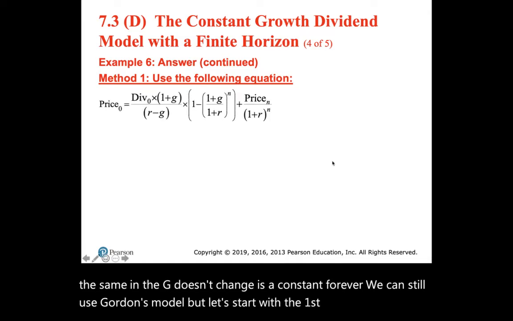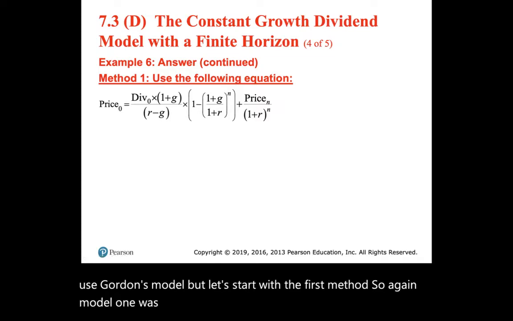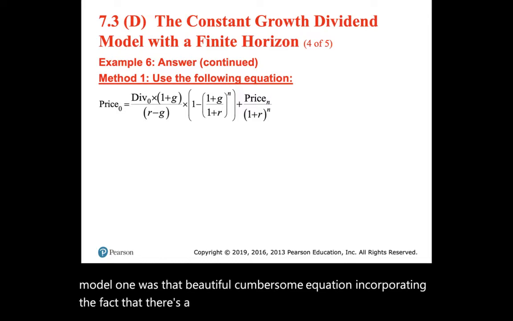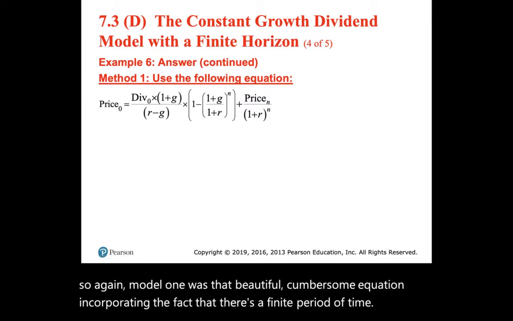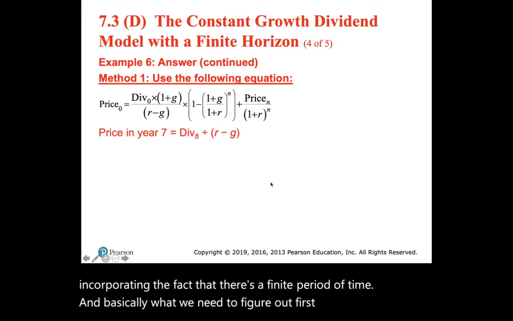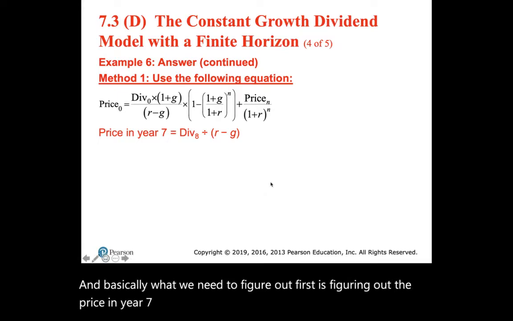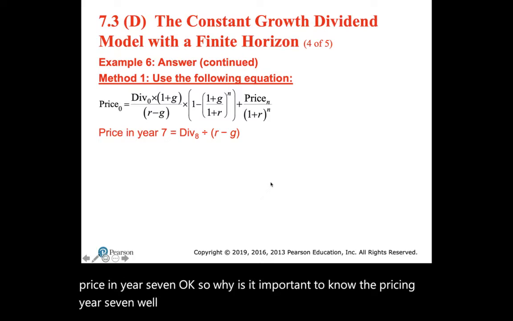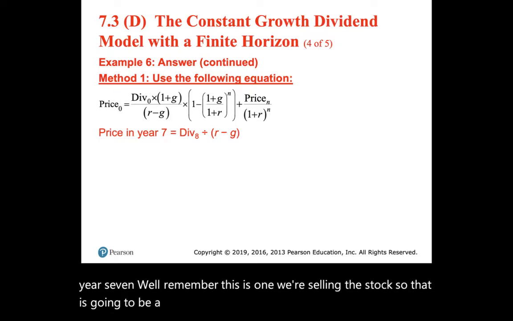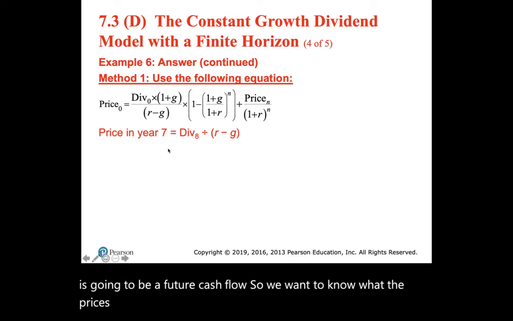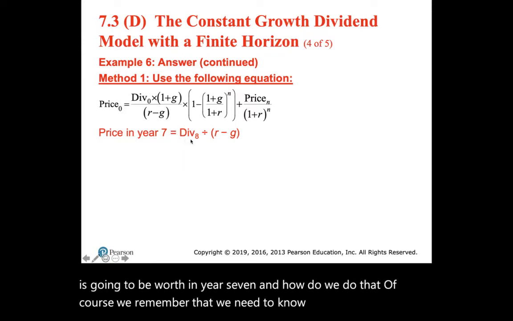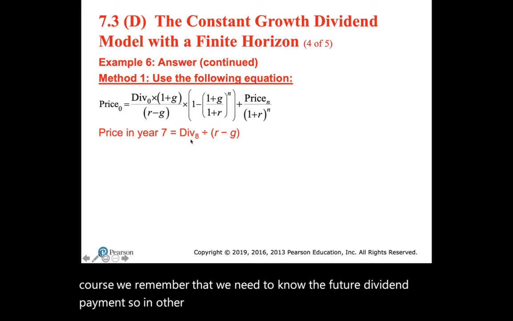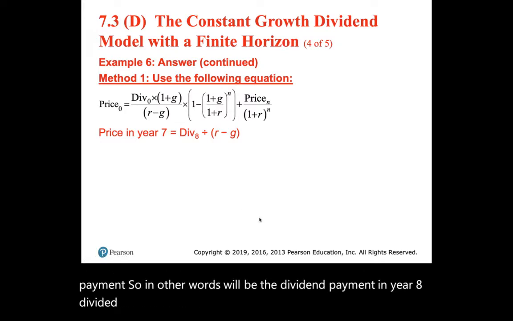So again, model 1 was that beautiful, cumbersome equation incorporating the fact that there's a finite period of time. Basically, what we need to figure out first is the price in year 7. Why is it important to know the price in year 7? Well, remember, this is when we're selling the stock, so that is going to be a future cash flow. We want to know what the stock will be worth in year 7. And how do we do that? Of course, we need to know the future dividend payment. In other words, it will be the dividend payment in year 8 divided by R minus G.